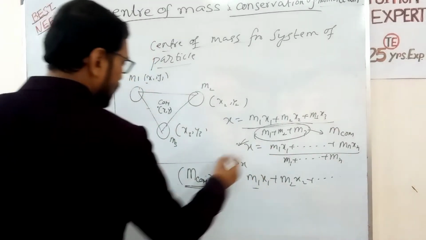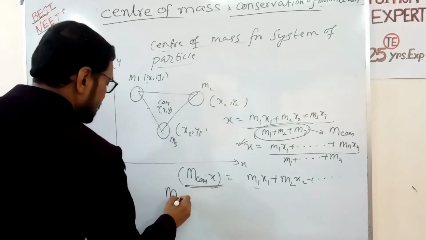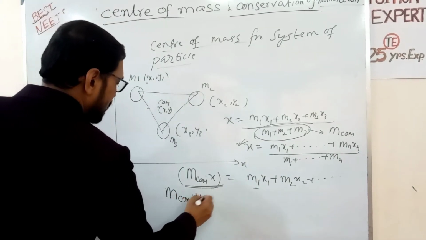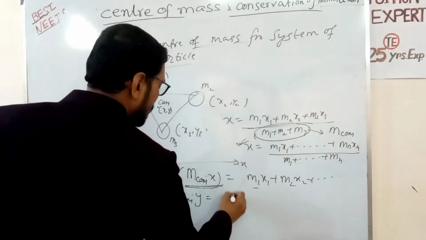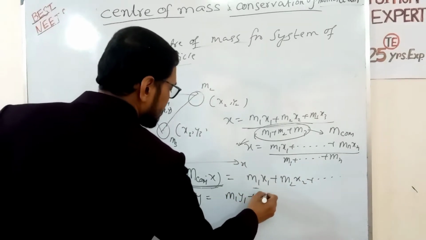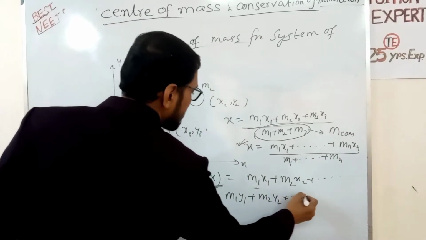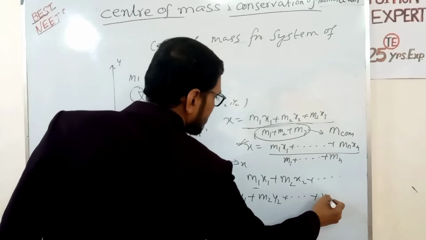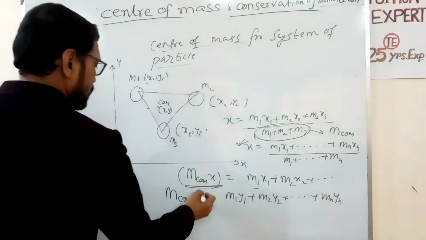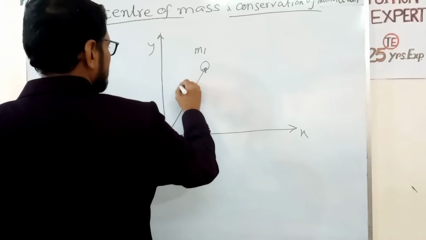Similarly, for the y coordinate, we get m com into y, the mass moment of the y coordinate, equal to the mass moment of each particle of the system. So from this we get y is given.